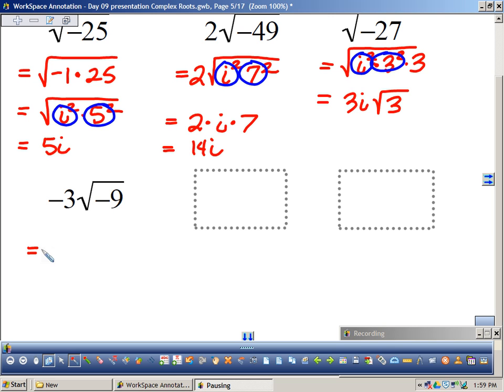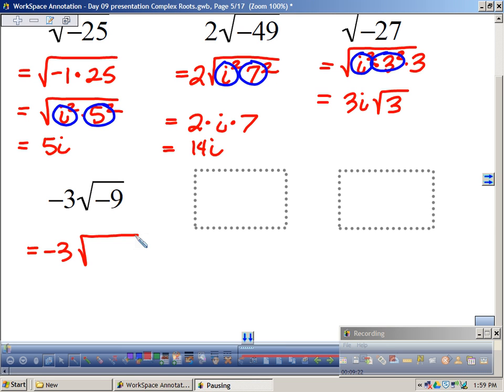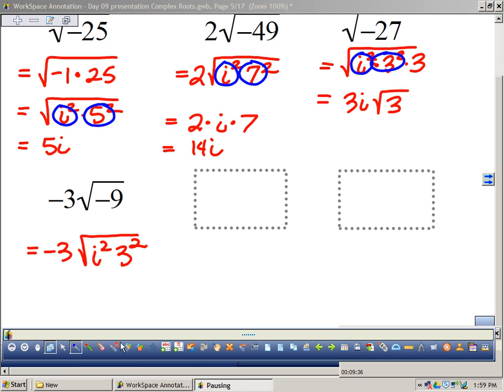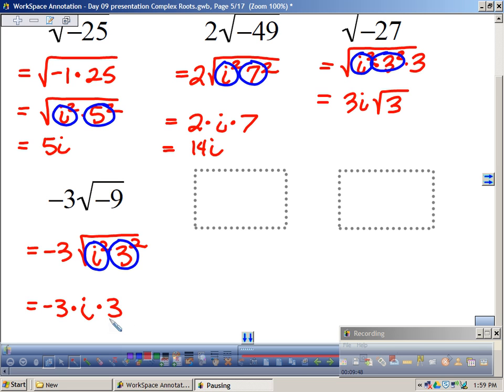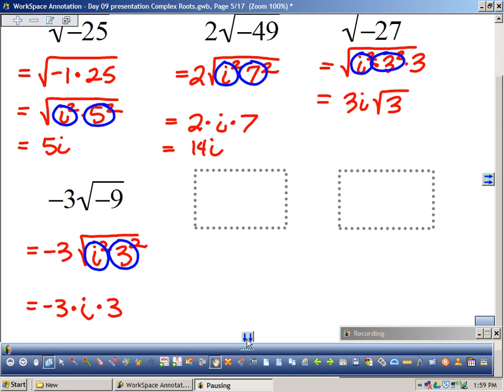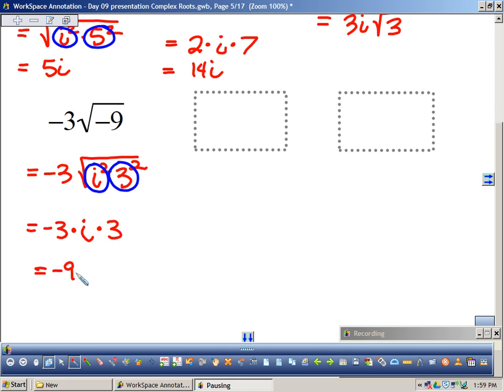Okay, so I have a -3 times the square root of -9. Lucas, you said, can we do it in our head? And I said, sure, but then you were confused on the process. So until we stop having confusion, let's not skip steps. So a negative is i squared. 9 is 3 squared. Isn't that a proper representation of what's in there? This comes out, and this comes out, because they're both squares. Then I have -3 times i times 3, which is actually -9i.